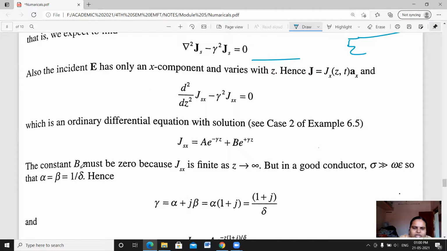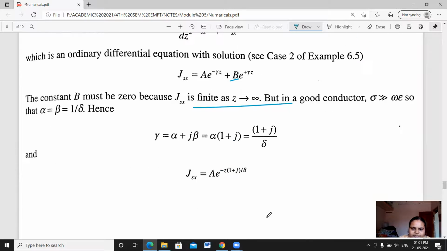Then constant B must be 0, because J_sx is finite at z, as it is going to be infinite. But in a good conductor, sigma is much greater than omega epsilon. So alpha is equal to beta, which is equal to 1 by delta. Hence, gamma, which is alpha plus j beta, is nothing but alpha (1 + j), that is, (1 + j) divided by delta.